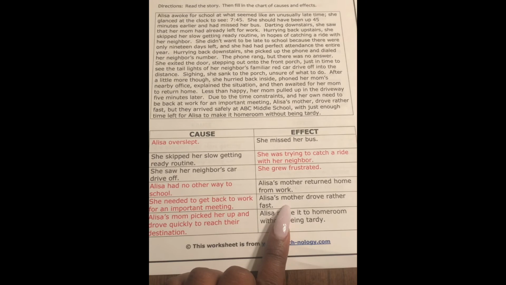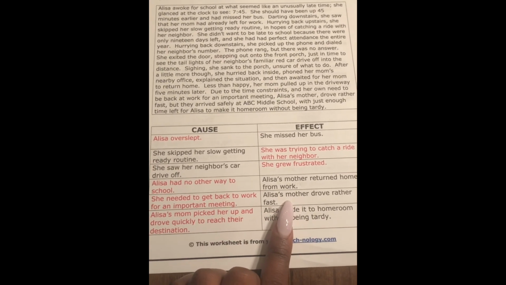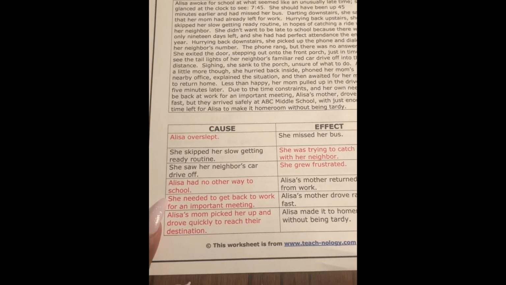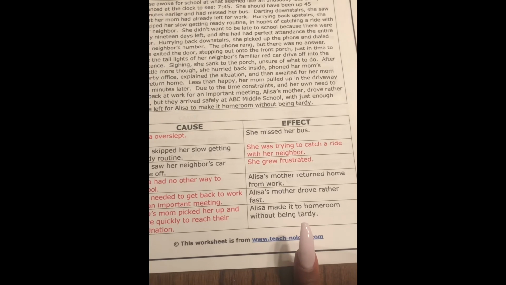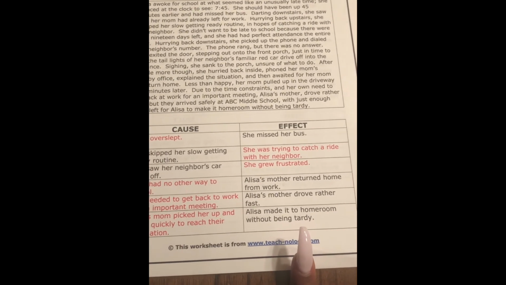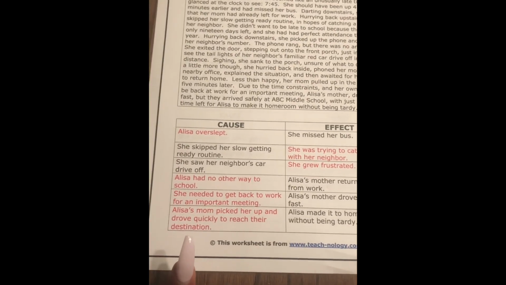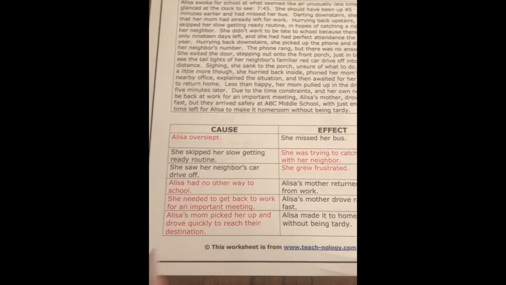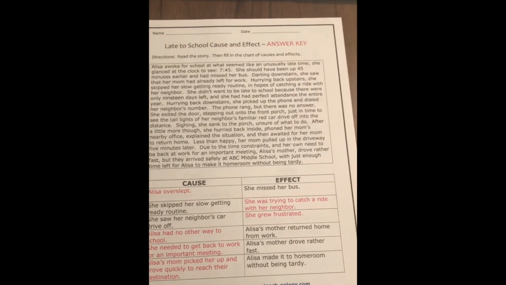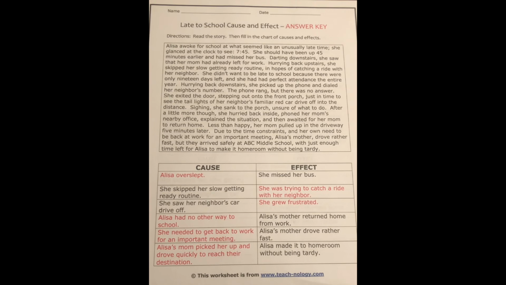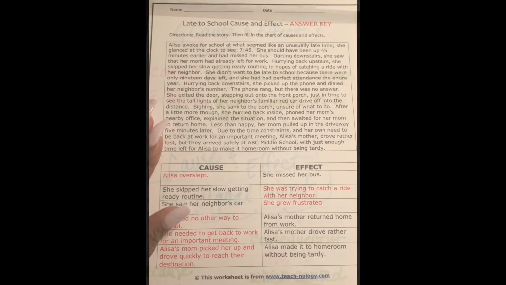Then they gave us the effect. Elisa's mother drove rather fast. Well, why did she drive fast? Because she had to get back to work for an important meeting. And then lastly, they gave us the effect. Elisa made it to her room without being tardy. And why did she make it? Because her mom picked her up and drove quickly to reach their destination. And so this way, I've showed you how to find cause and effect in a reading passage, because typically this is how you're going to have to find cause and effect.